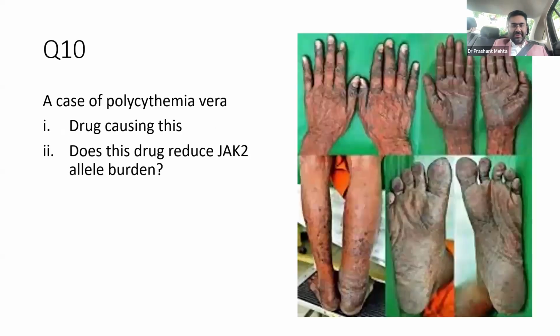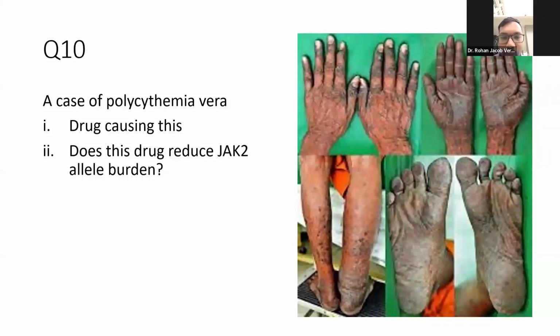Already told. Next slide. So this is a case of polycythemia vera, and he was treated. Tell me which drug could actually lead to this problem which is there on your screen, and also tell me if this drug actually reduces the JAK2 allelic burden or does not. Does not, sir. Okay, does not. Okay, which drug? Hydroxyurea. Okay, fine.